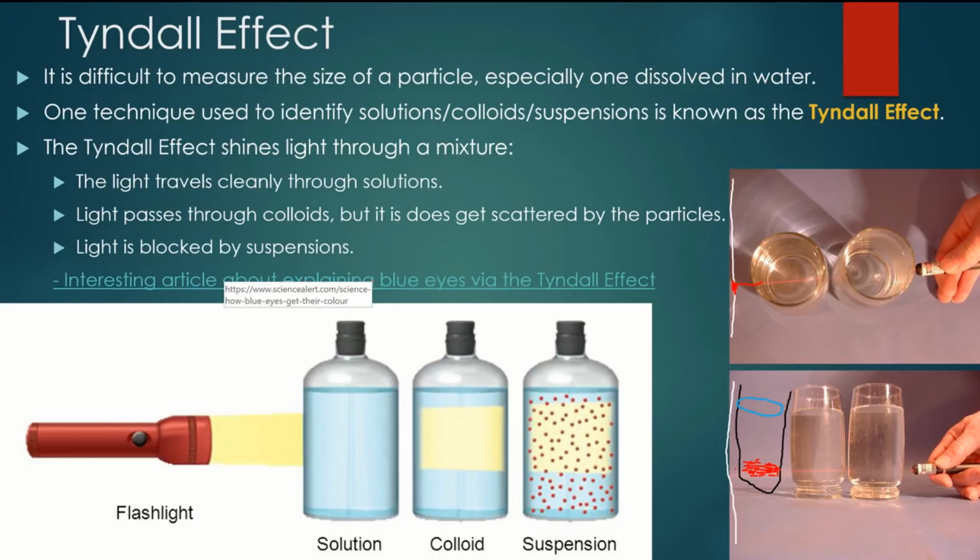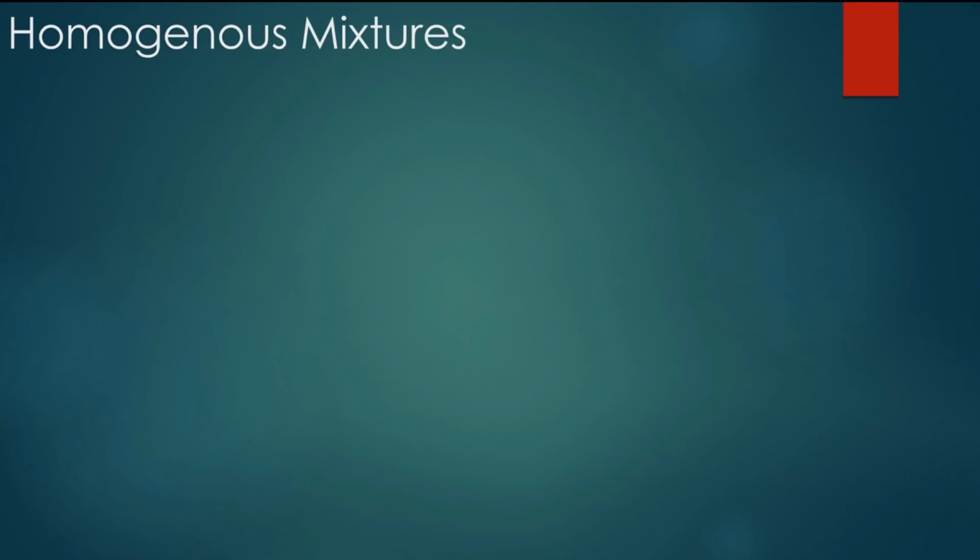Here's a link to a very interesting article. If you've ever wondered why eyes have different colors, this article explains at least why we have blue eyes. The Tyndall effect at work. Blue eyes are actually the same process that's going on in the sky. Why is the sky blue? So take a read if you're interested. A little back knowledge on the Tyndall effect. We're going to go ahead and move on though.